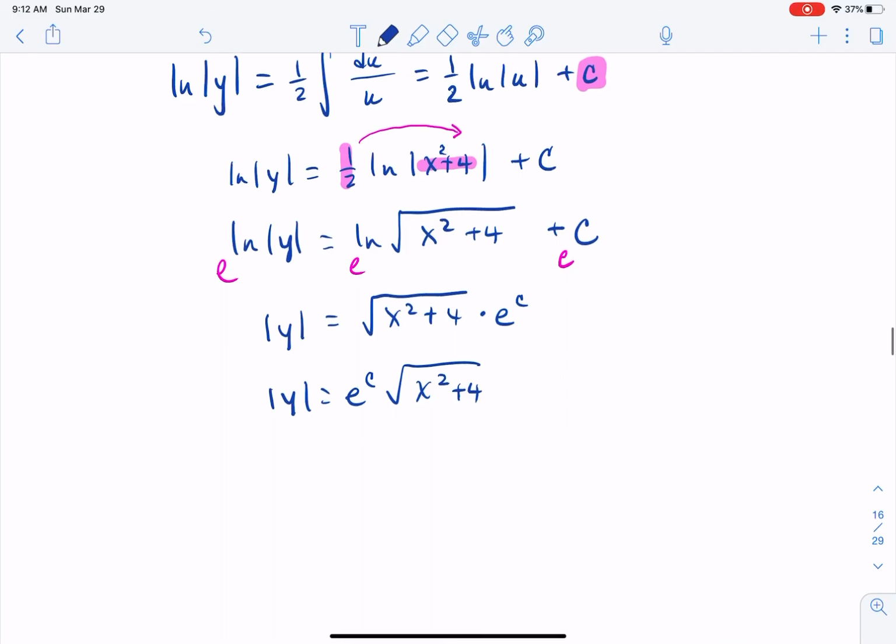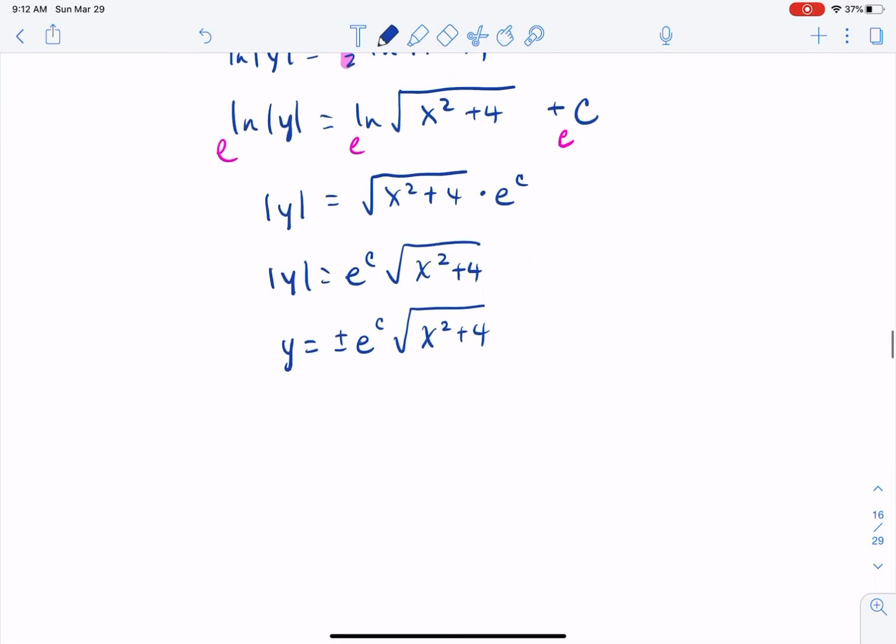And when we do, we're going to get a plus or a minus e to the c, square root of x squared plus 4. Now, it would be really nice if we can take that plus or minus e to the c and replace it with some sort of constant. It would be really nice if we could rewrite this like this: y is equal to big C, square root of x squared plus 4.